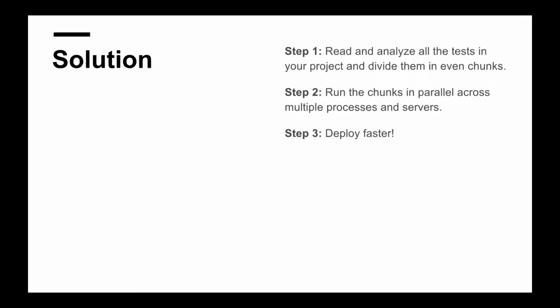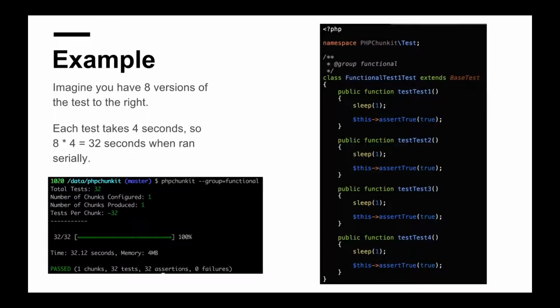So the idea for PHPChunkit was to write a library that would basically look at all of the tests in our project, analyze them and group them into chunks. And then once you have reproducible chunks, it's possible to run the chunks in parallel across multiple processes on one server in one parent PHP thread, or even across different servers. So imagine you have a Jenkins cluster, you could then run those across multiple servers and get fast deploy times.